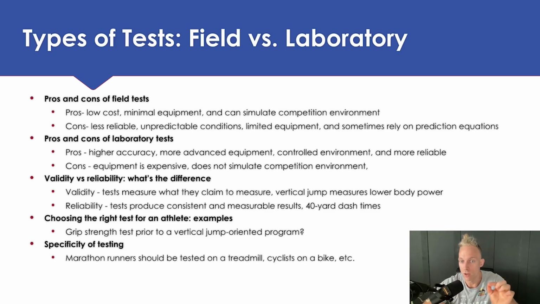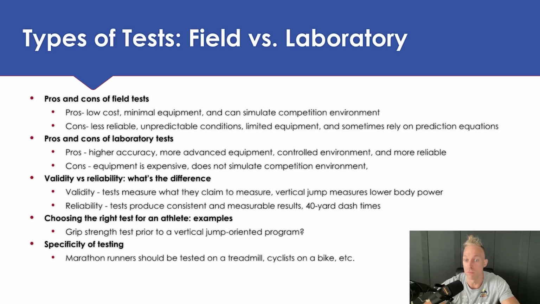Now, one more definition to know here is going to be specificity, and that comes down to choosing the right test for an athlete. So a grip strength test prior to a vertical jump oriented program. You've got a basketball team that you're working with. You want to measure their vertical jump performance over time. How does it change over an 8-week, 12-week training program that you've written up for them or that you're supervising for them? And you do a grip strength test. It's not specific. It's not the right test to what we're actually measuring.